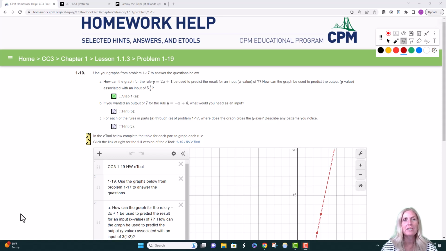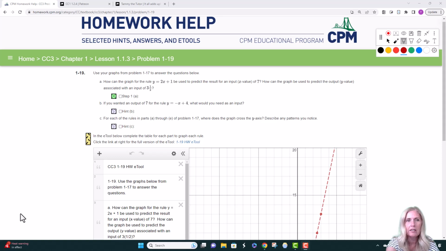Today we're in CC3, lesson 1.1.3. Number 19: use the graphs from problem 17 to answer the questions below. Number 17 is a problem you probably should have done in class with your teacher and your classmates today. I can't pull that up because right now I'm just on the homework section and it only lets me pull up the homework.